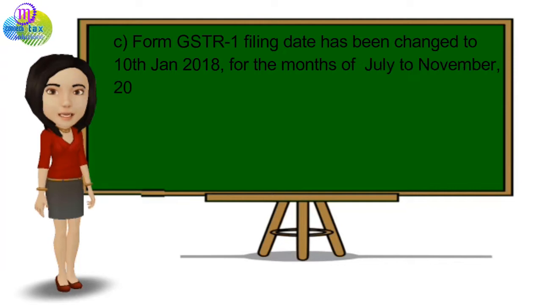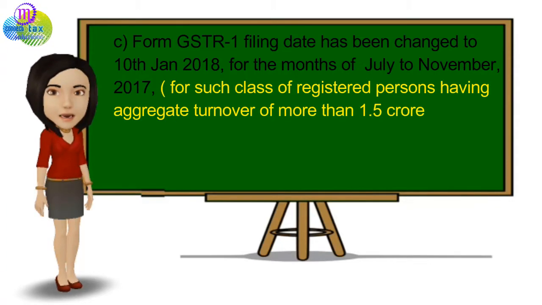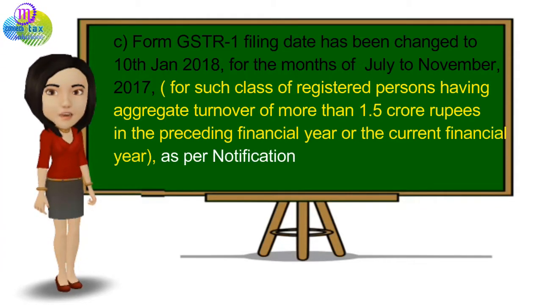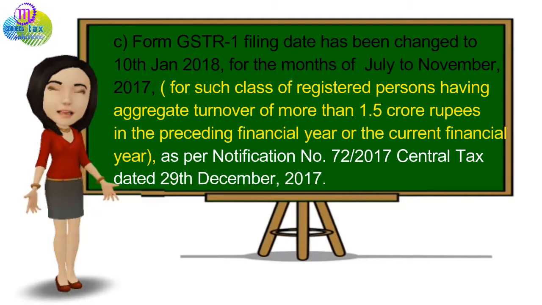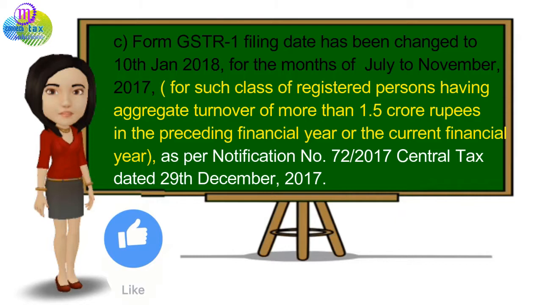C. The Form GSTR1 filing date has been changed to January 10, 2018, for the months of July to November, 2017, for such class of registered persons having aggregate turnover of more than 1.5 crore rupees in the preceding financial year or the current financial year, as per Notification Number 72/2017 Central Tax dated December 29, 2017.